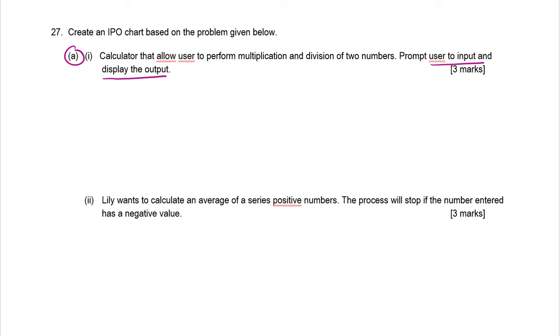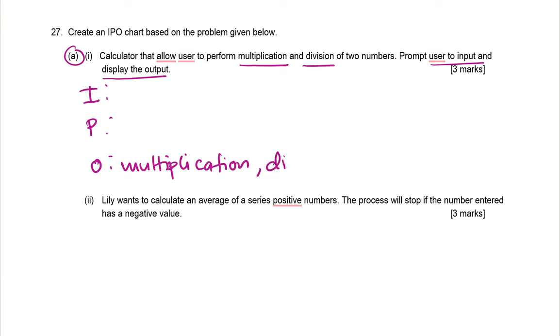So what is the output? What are we going to get? The multiplication and division. So this should be the output: multiplication, and you have to separate by comma. You cannot write n, since we are going to get two different outputs, that is multiplication and division. So that's why we have to separate by comma.